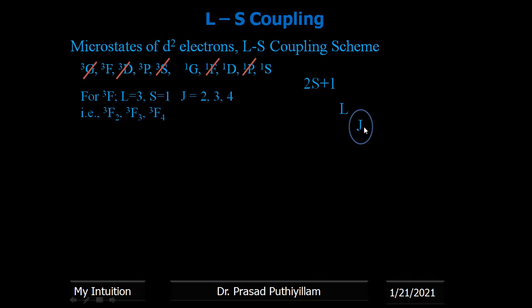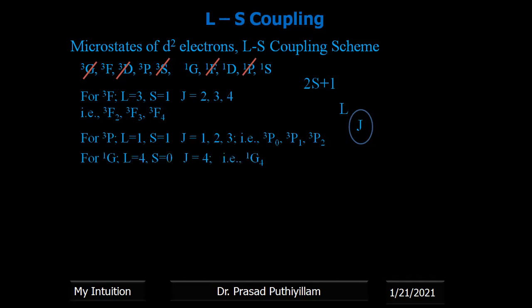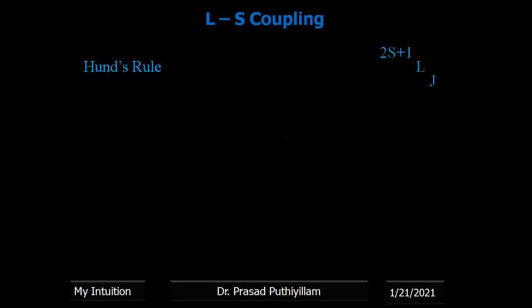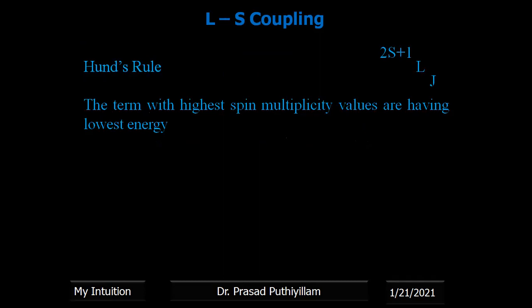The J value we write under the L value, therefore we can write it as triplet F2, then triplet F3 and triplet F4. These are the terms that we write after LS coupling. For triplet P, it will be triplet P0, triplet P1, triplet P2. For singlet G, it will be singlet G4, for singlet D it will be singlet D2, and for singlet S it will be singlet S0. So these are the further splittings of the energy levels with LS coupling.